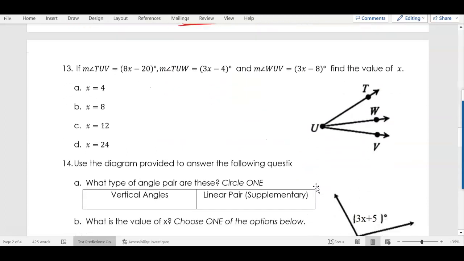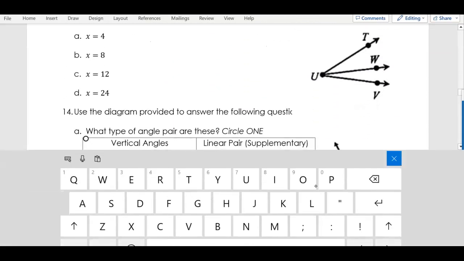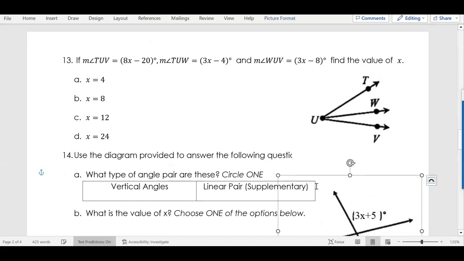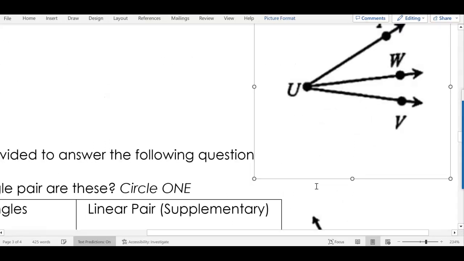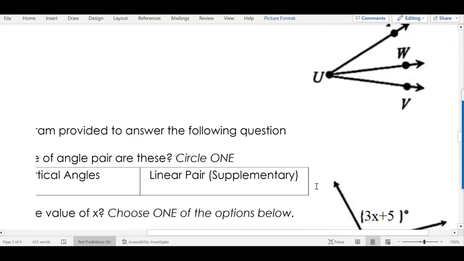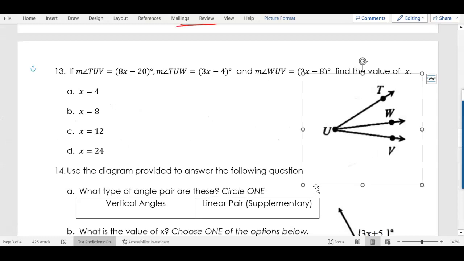All right. 13. Similar, but now we're talking about angles.